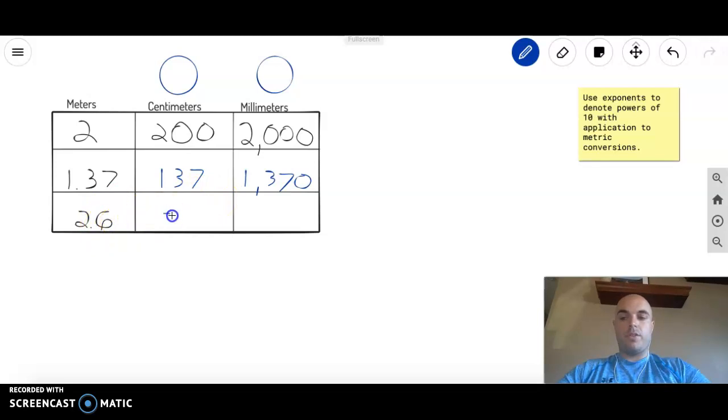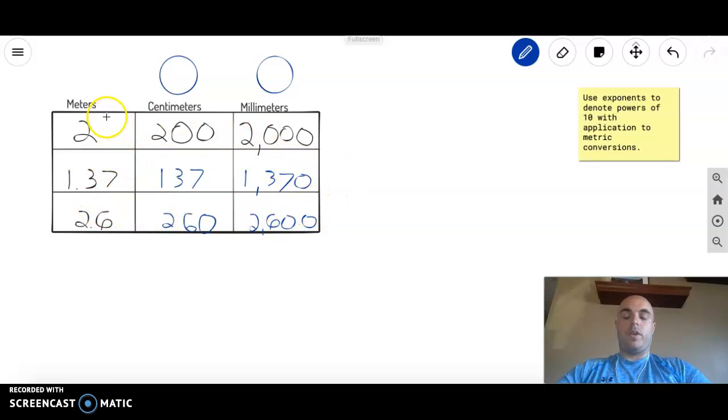And now the same thing with 2.6. It's going to be 2, 6, and now remember 1, 2, there's a hidden 0 here, so it's really now 260. And now one more time to 2,600, just like that. Perfect.